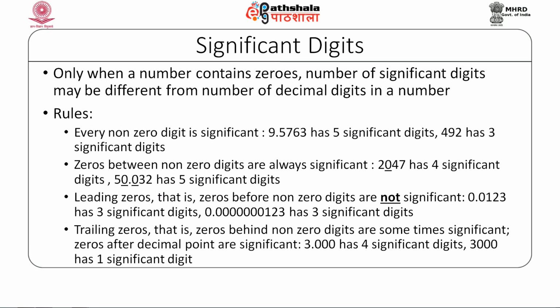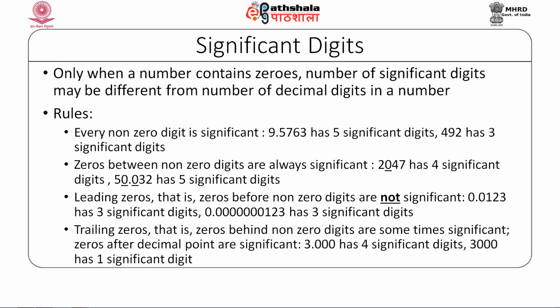The third rule concerns leading zeros, that is, the zeros occurring before non-zero digits, which are not significant. For example, if we have the number 0.0123, both the occurrences of 0 are non-significant. So, 0.0123 has only 3 significant digits, namely 1, 2 and 3. Similarly, 0.00000000123 also has only 3 significant digits, 1, 2 and 3.